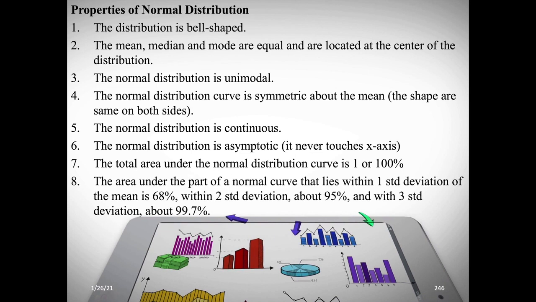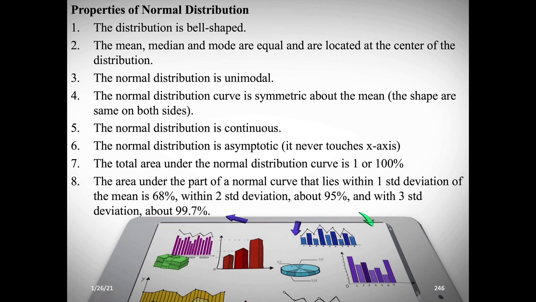Now, for the last property, this is the empirical rule. That's why we have discussed this before. The empirical rule is the eighth property of a normal distribution curve, wherein the area under the part of a normal curve that lies within one standard deviation from the mean is 68%, meaning to say one standard deviation from the mean going to the right and going to the left, the total portion covered from that movement is 68%. Within 2 standard deviations is 95%, and within 3 standard deviations about 99.7%.